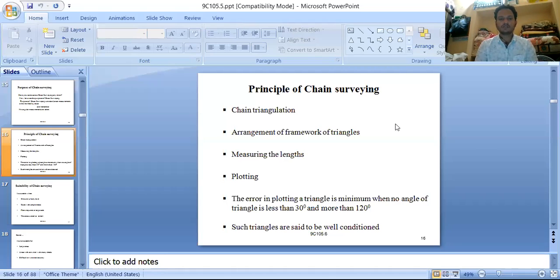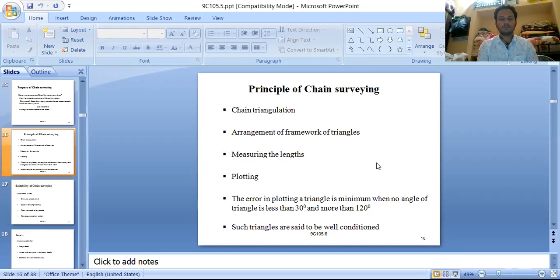The principle of chain surveying is chain triangulation. Chain triangulation means dividing the given area into a number of interconnected triangles and rectangles. In chain surveying, we take linear measurements, meaning we'll take lengths, areas, volumes, etc. We cannot directly measure areas. We will take lengths and then use some formula to get the areas. And then plotting is done with the help of measurements already taken with chain survey.